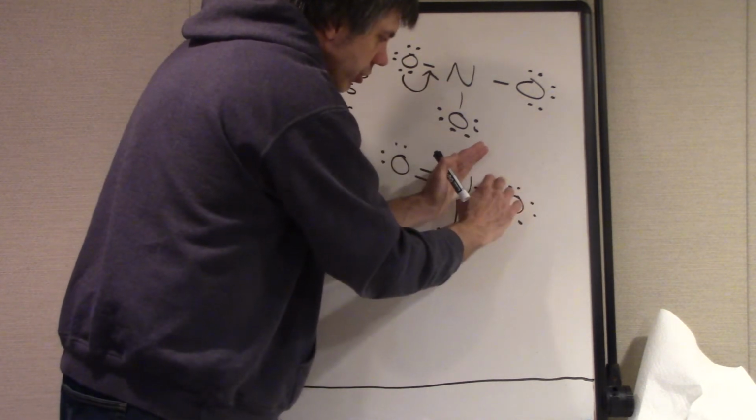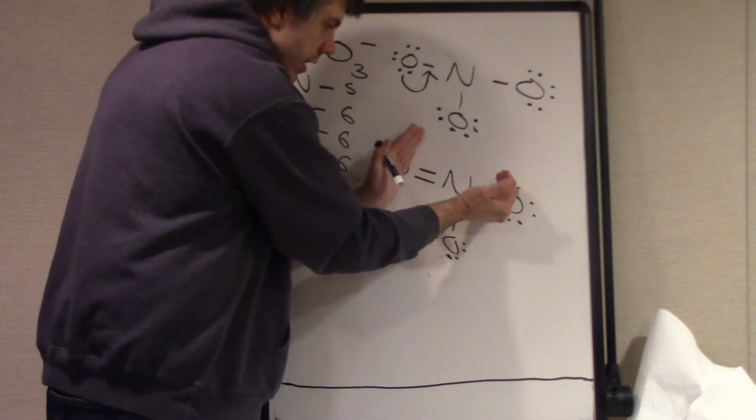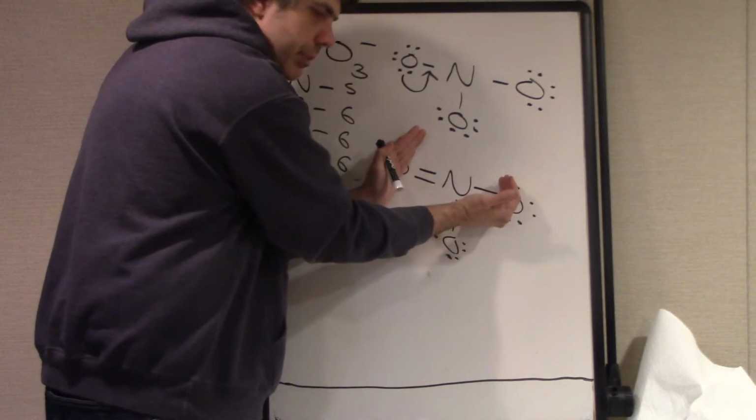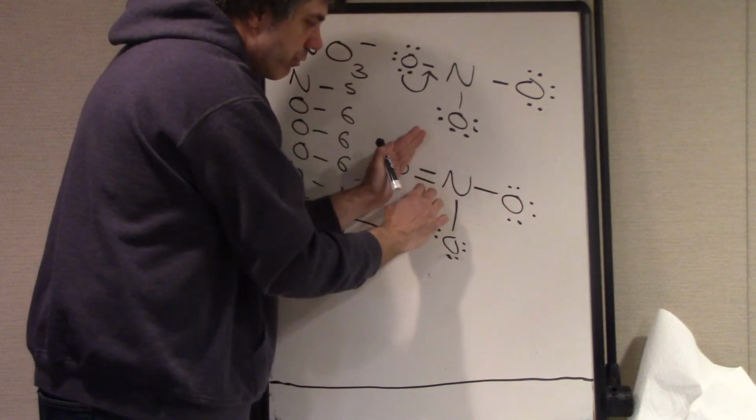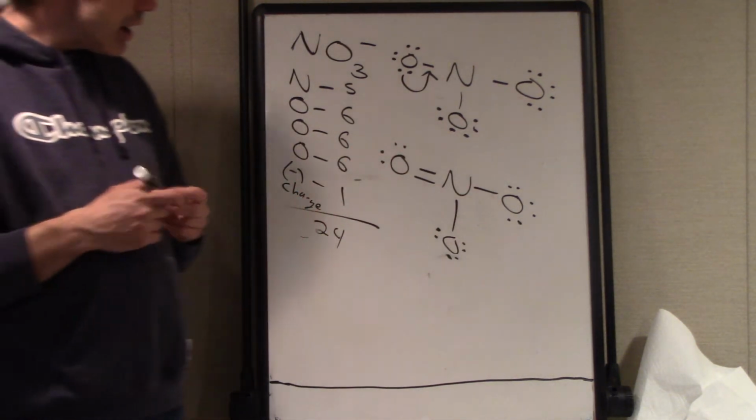This oxygen, 2, 4, 6, 8. 8 around that oxygen, that's good. The nitrogen now, this was the problem in the top structure. 2, 4, 6, 8. Nitrogen's now good. So now I have the correct structure.